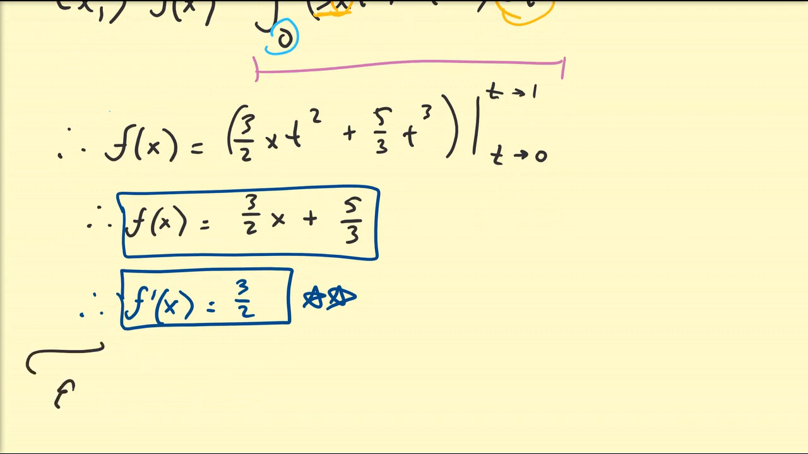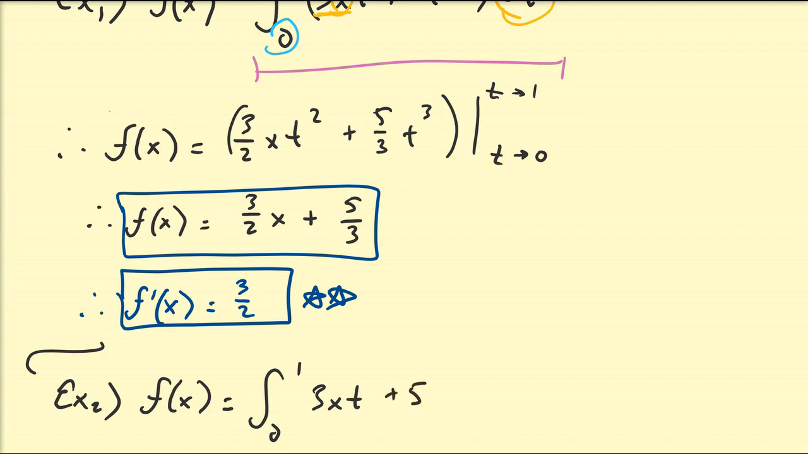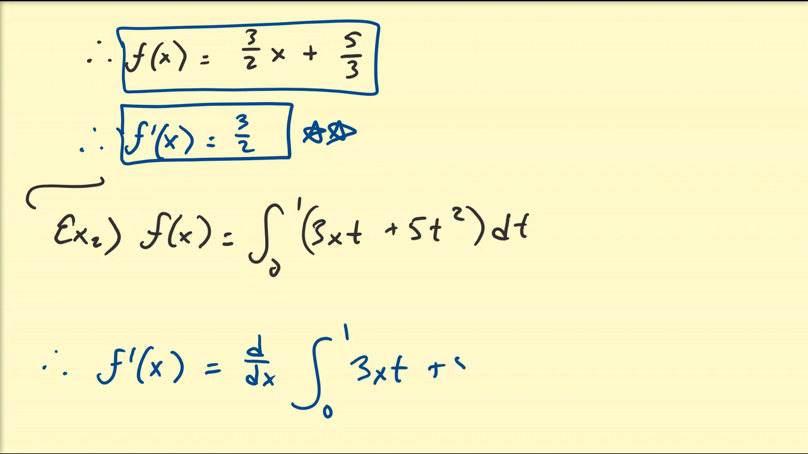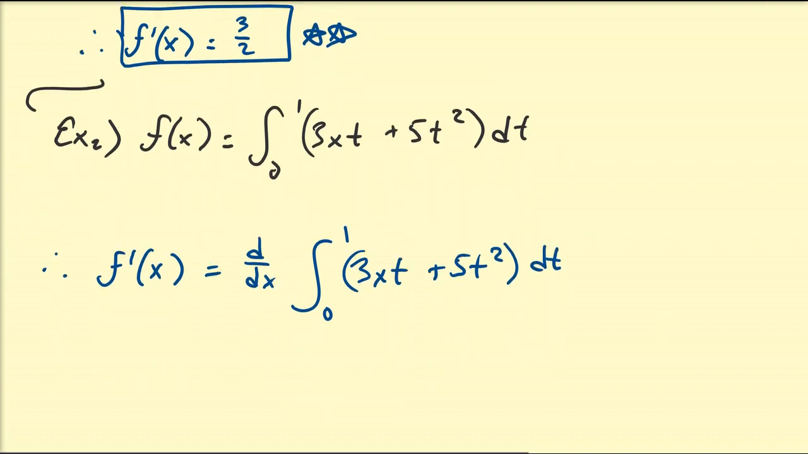So example 2. So let's consider the same function. f of x is equal to the integral from 0 to 1 of 3xt plus 5t squared dt. So Leibniz rule begins by taking the derivative of both sides of this equation with respect to x. So the derivative of f of x is going to be equal to the derivative of the integral from 0 to 1 of 3xt plus 5t squared dt.